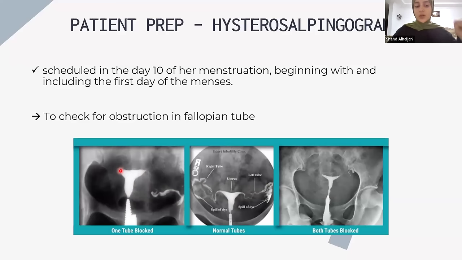Can you see the right tube? No. So here you have a blockage of one tube. Meanwhile, in this image, both tubes are blocked because you can't see the spillage on neither the left side nor the right side. So here, in this case, there is obstruction in both tubes.